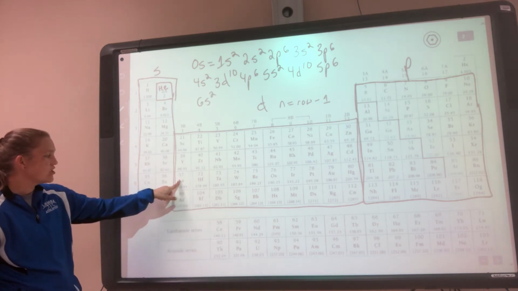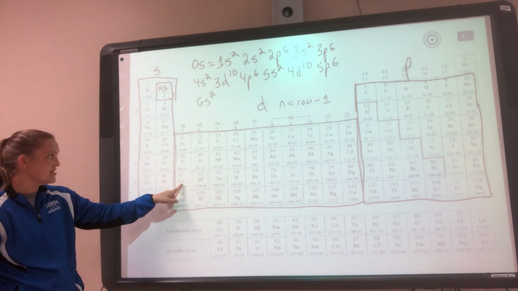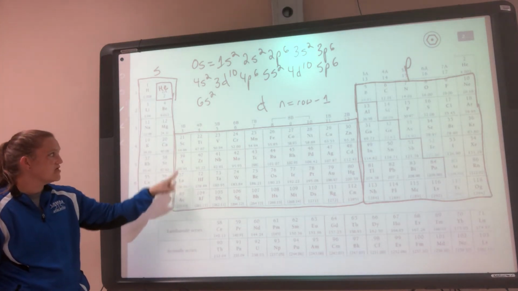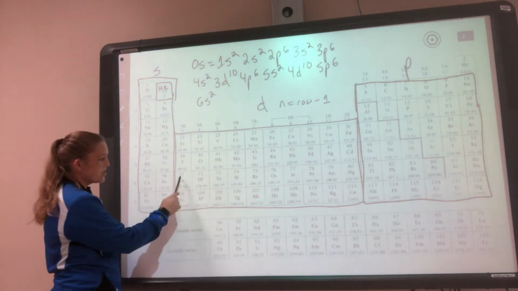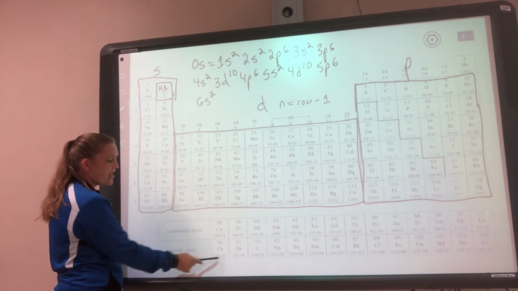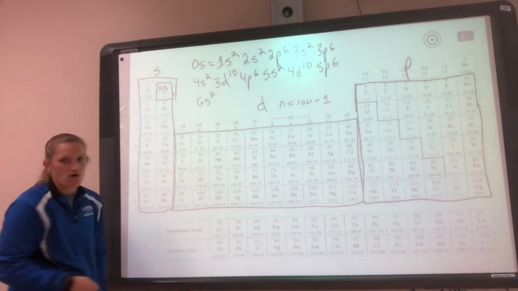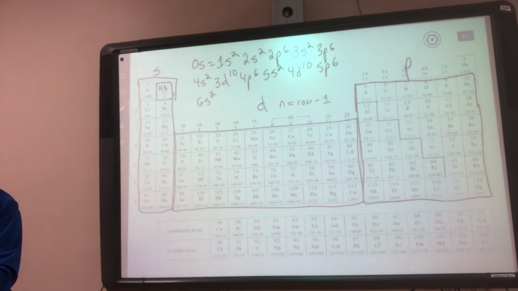Now I get here, number 57, so it's my row minus 1, so this is a 5D. But if you notice, it goes from 57 to 72. So remember, my F block is going to be right in here. Okay, so my F block sneaks in right here. And so I don't just say that I go straight from my 5D and then just keep doing all the D's. You have to remember that you've got those F electrons there first.